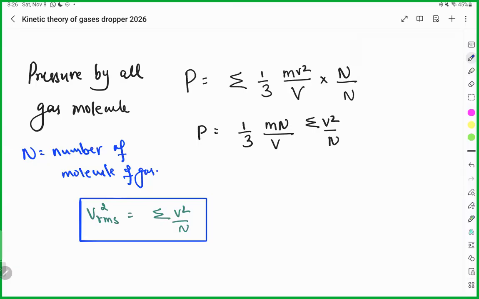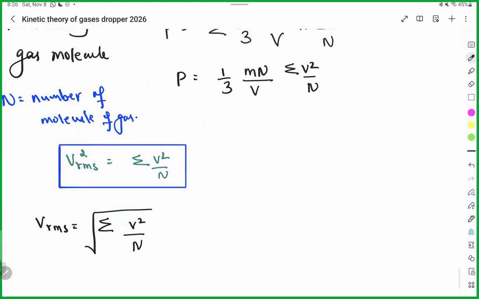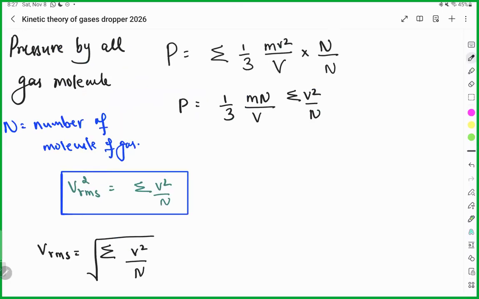Yes or no? Because actually the VRMS value is equal to the summation of all the velocities squared, averaged, and then under root. The root will go to the other side. Yes or no? Yes, sir.